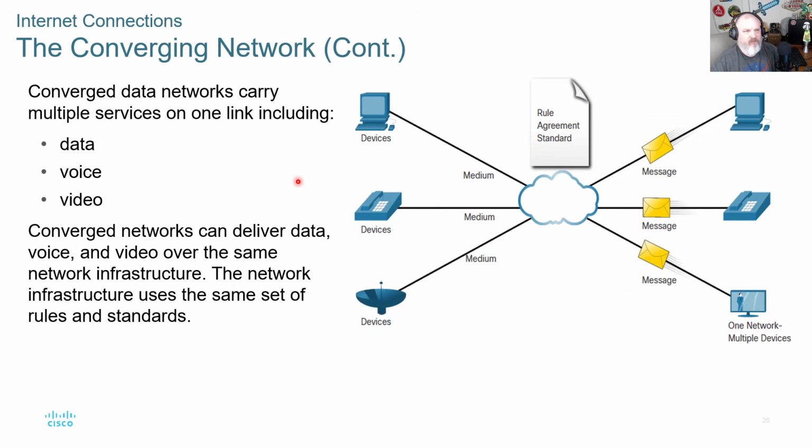So our data, voice, and video are all going through the same medium, and we have a rules agreement standard, and those messages are all being sent across the same medium and the same intermediary devices. It's what we call a converged network. They can deliver data, voice, and video all over the same network infrastructure. So the same Ethernet cable that you're using for your computer, you can pick up your phone and use the same cabling, or video.